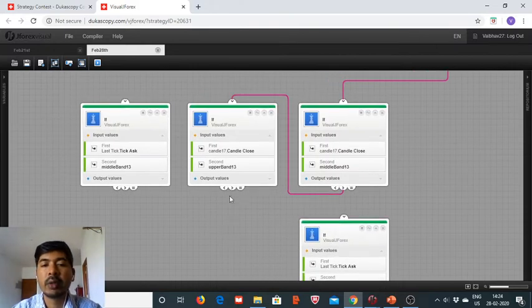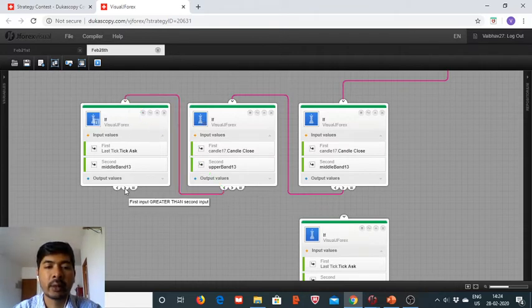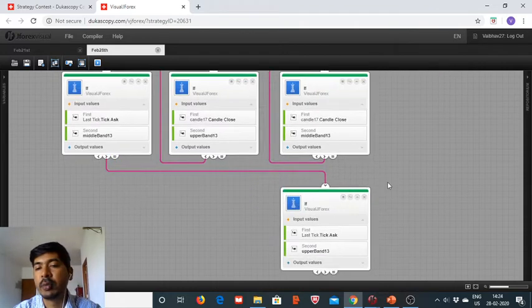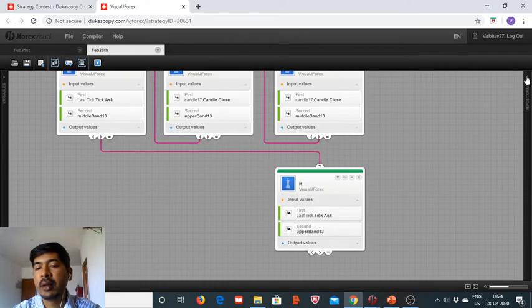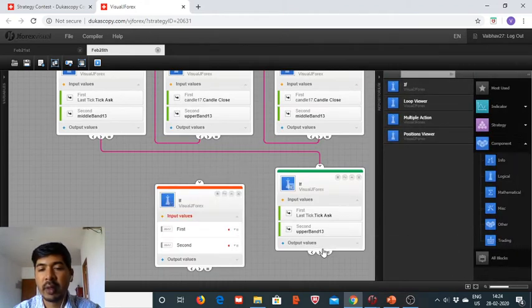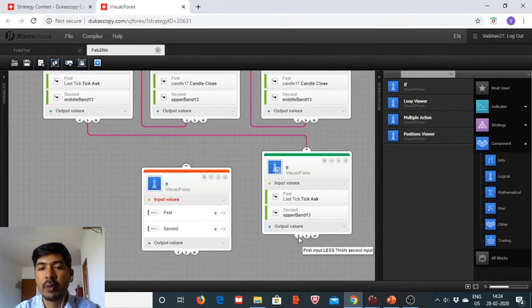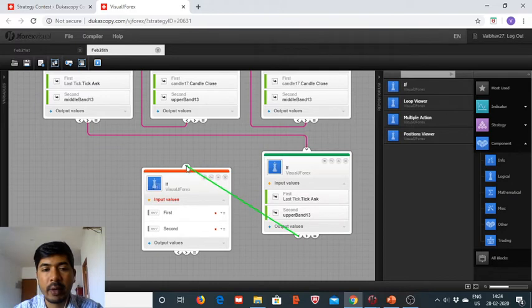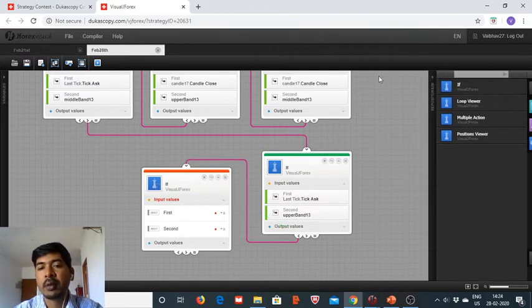The candle close is supposed to be less than the upper band, and here the last tick ask should be greater than the middle band, and it should be again less than the upper band. So we bring in one more if condition, and then we try to make sure last tick ask is less than the upper band. Okay, so far so good.